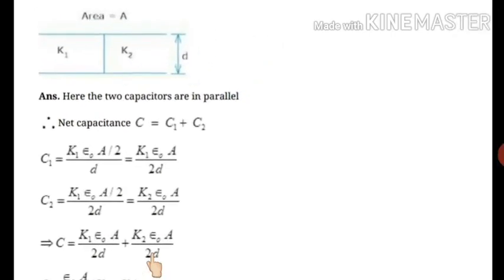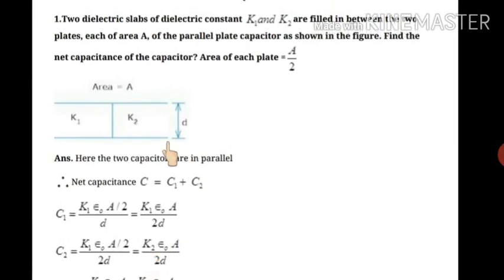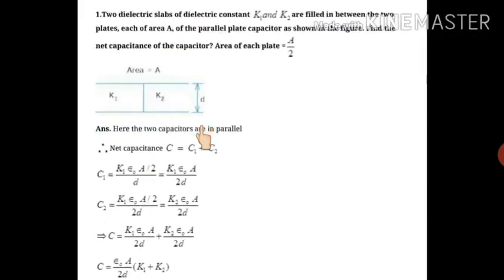So I think this question is also clear. So here things change. It depends upon the combination. Here we have a parallel combination, and if they had given a series combination, then in place of making changes in A, we would have made changes in D. That time D would become D by 2. Okay, so I think this question is clear.